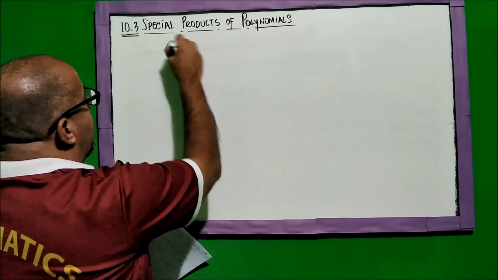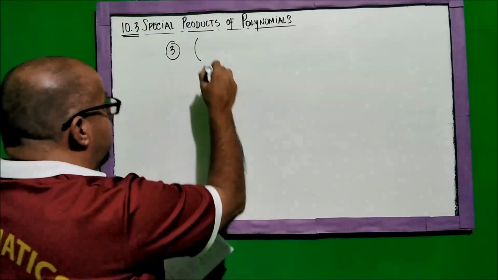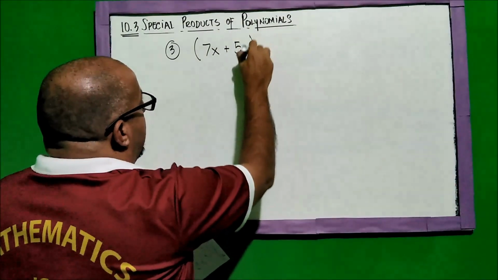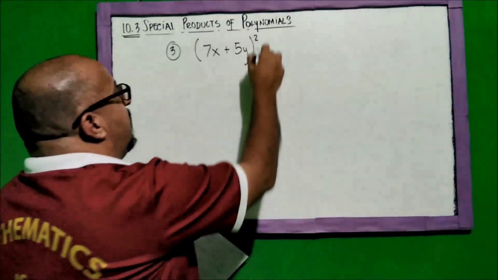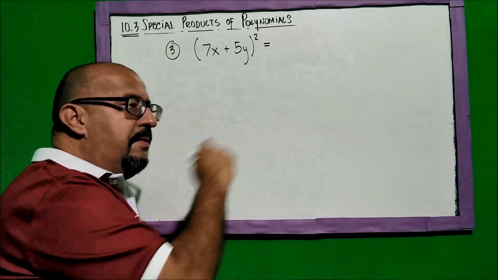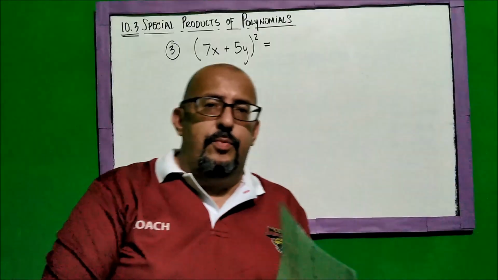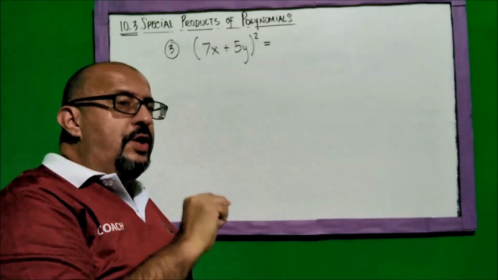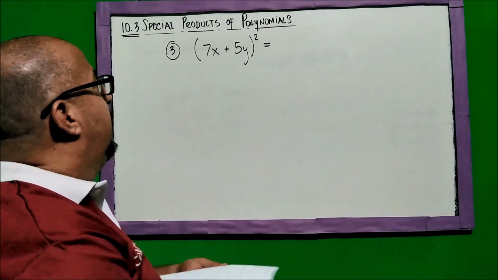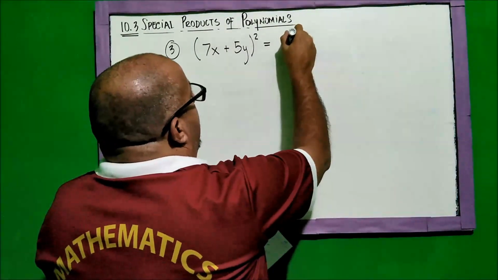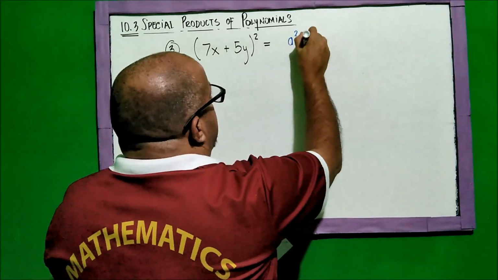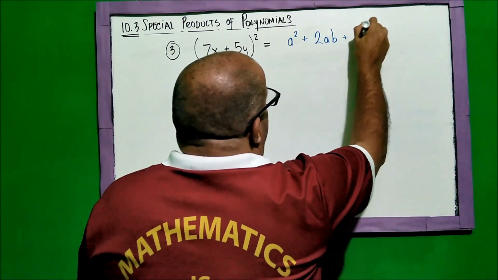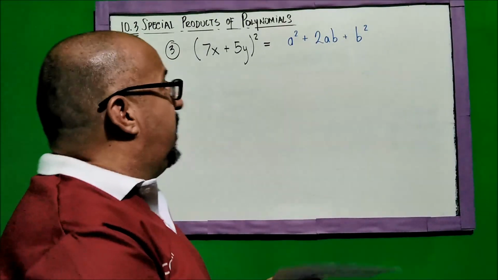Exercise number 3. We're going to have 7x plus 5y to the second power. And in here, if we remember the first thing that we have written on the board, we are going to apply the perfect square trinomial to this element. In other words, I'm going to do a squared plus 2ab plus b squared. This is what I'm going to apply in this case.